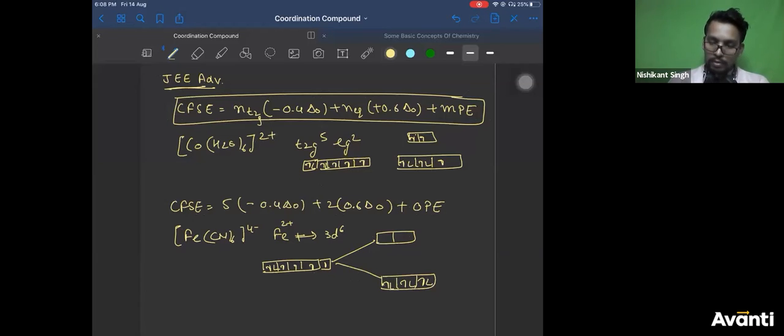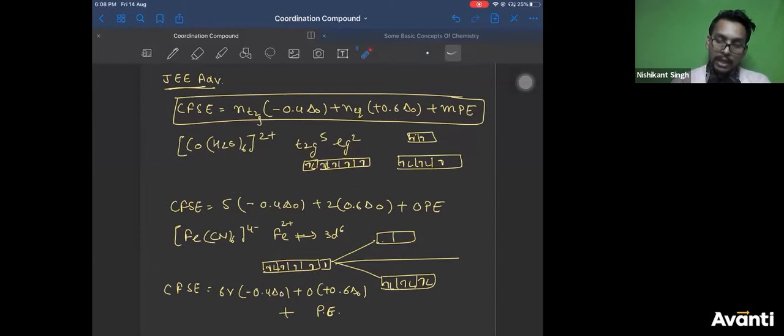Pairing energy will always be positive because you are supplying that energy to pair the electron. Now, if you find CFSE in this, CFSE will be given by the number of electrons in T2G, 6 into minus 0.4 delta O, plus the number of electrons in EG, 0 into plus 0.6 delta O. Now, here you will add pairing energy. So, how many extra pairs have you created from coming here to here? Here you had only one pair, but here you have 3 pairs. So how many extra pairs have you created? 2. So you will add 2 pairing energy.